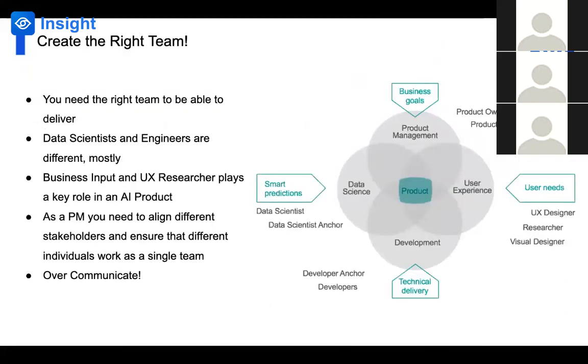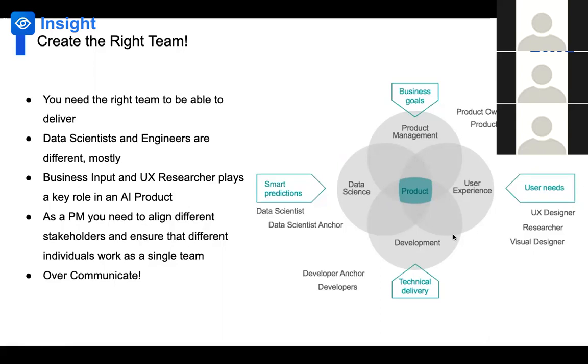So let me move on. Now you know what problems to work on when you are building an AI product. You are able to take those calls. You are able to set the right expectations with the business. The next important thing is to get the right team to do a problem. You don't need rockstar data scientists. You don't need rockstar developers. You need a rockstar team to solve any AI product management problem. So who are the important stakeholders of the team? Obviously, there is a data scientist and there's an engineering team. It's very important to understand that mostly data scientists and engineers are different people.